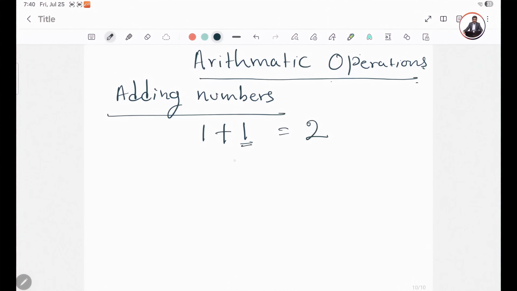And then say, for example, if I want to add 20 plus 30. So this is the first position and this is the tens position. So this number is 20 and 30. So 0 plus 0 is 0 and 2 plus 3 is 5.